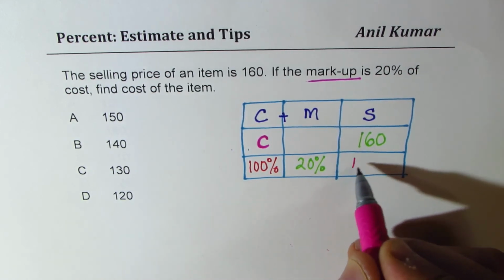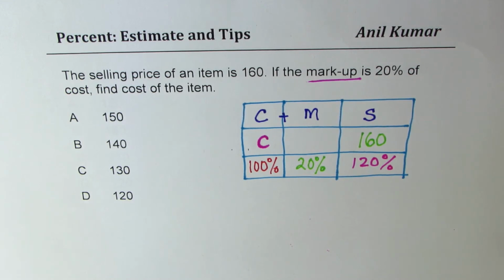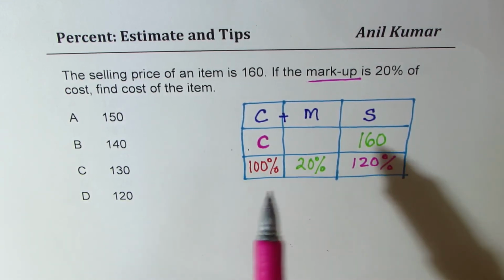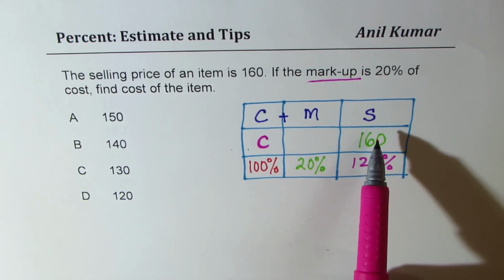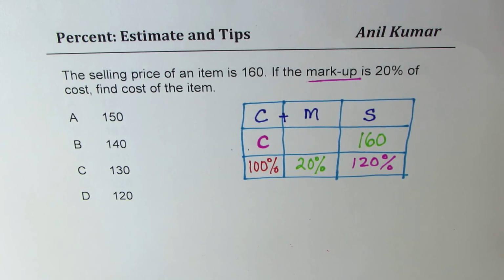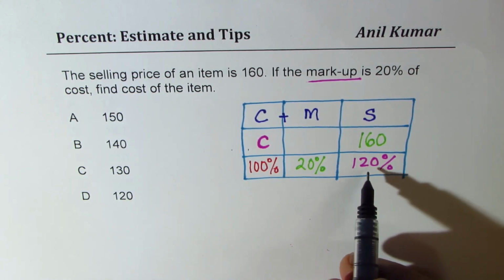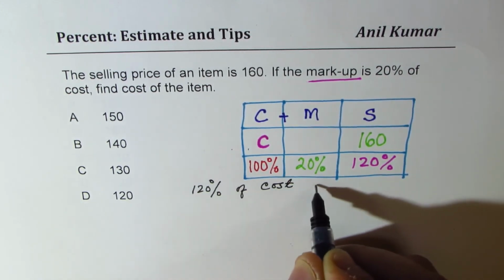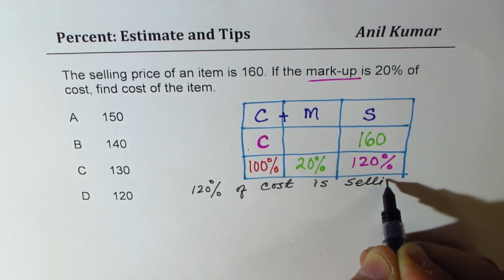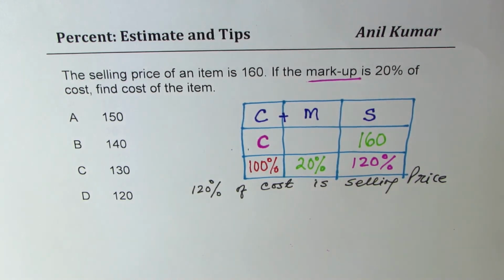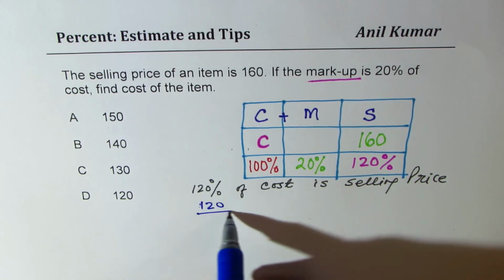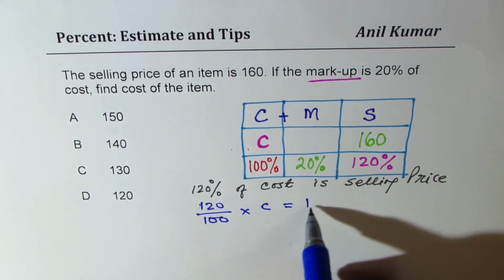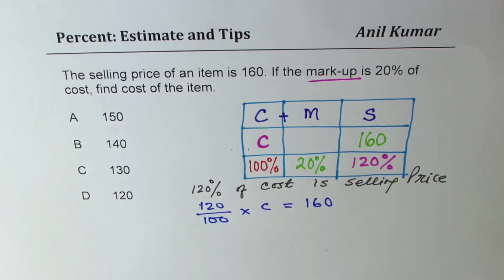Now look at it. 100 plus 20 is 120%. So this means 120% of cost is selling price. How will you read it? Let's get back to the very first part of our video. That means 120% of cost is selling price. Do you get it? So that gives you your equation and also the solution. So 120% means 120 over 100 times cost equals 160. And now just rearrange and get your answer.